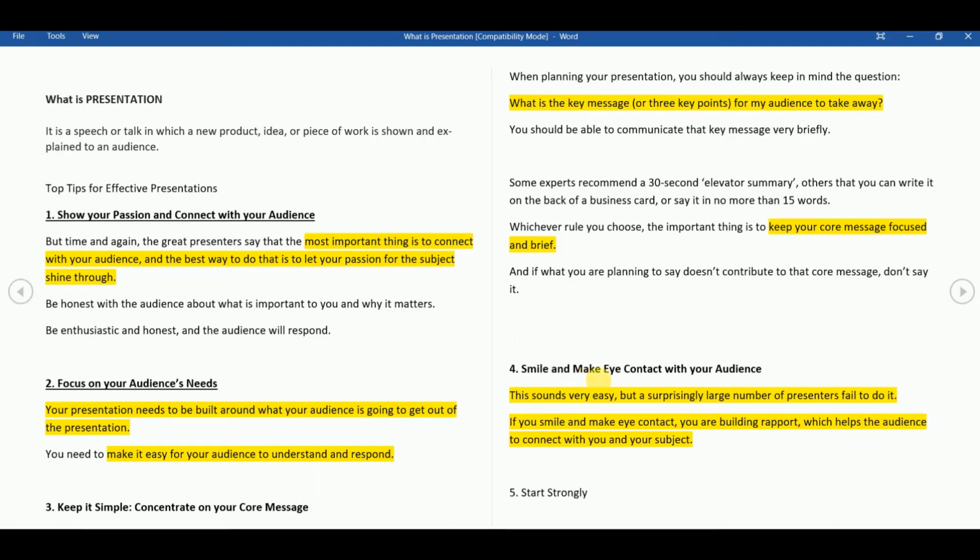The fourth one is that you have to smile and make eye contact with your audience. This sounds very easy, but a surprisingly large number of presenters fail to do this. If you smile and make eye contact, you are building rapport, and this helps the audience to connect with you and the subject. The fifth item on the list is you have to start strongly.